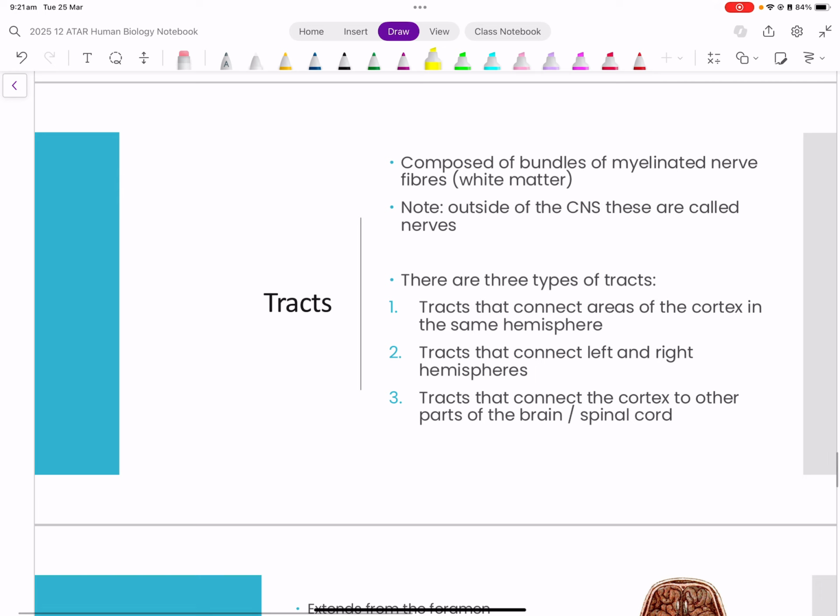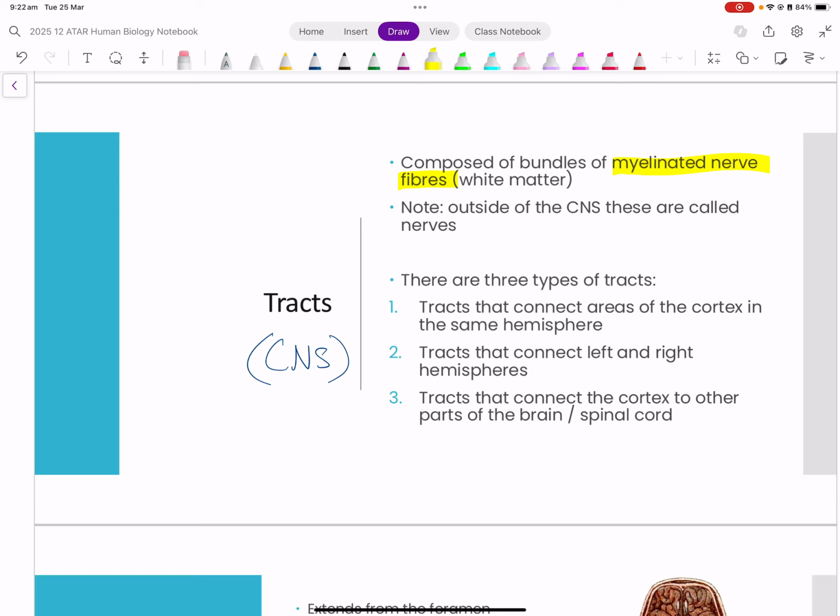So we've spoken a little bit now about some of the structures of the brain, where they are and what they do, but what we're really going to be looking at now is how nerves can be used to connect these structures to different parts of the body. When we're talking about the structures and the nerves involved in this, we're talking about things known as tracts. Tracts are effectively groups of myelinated nerve fibers, or white matter, and outside of the CNS we call them nerves, but inside the CNS, and this is really important for us, these tracts are basically groups of myelinated nerve fibers.